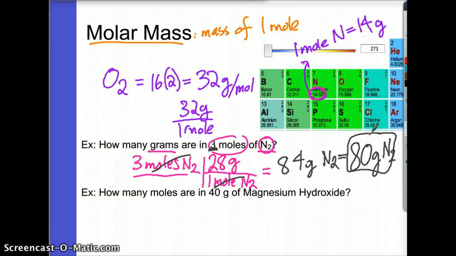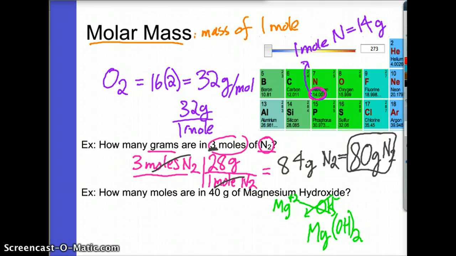What about going the other direction? How many moles are in 40 grams of magnesium hydroxide? Oh, there's no formula written. You got to use your nomenclature. Well, magnesium, I know, is Mg, and it has a +2 charge. Hydroxide, I need to have memorized, is OH minus 1. So if I use my crisscross method to write the formula, I'm going to know the formula for magnesium hydroxide is going to be Mg, 1, from the -1 here, OH, 2, to balance it out.